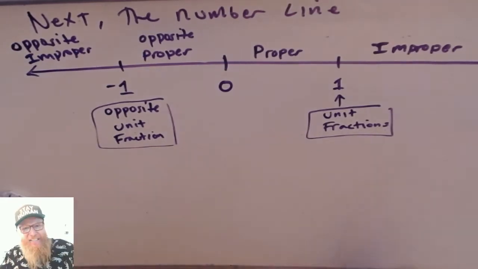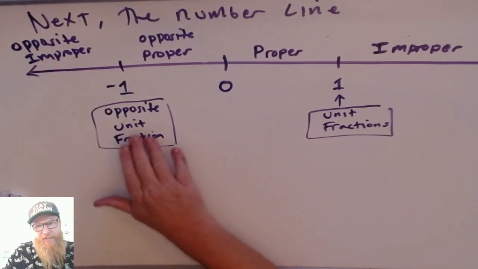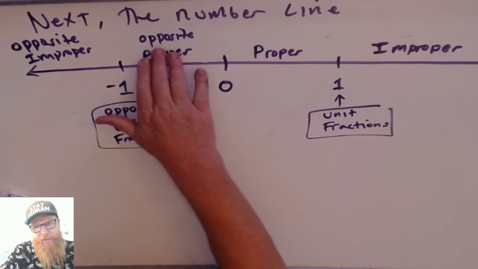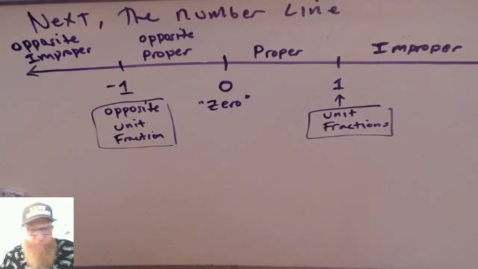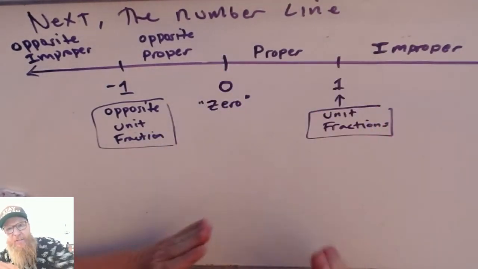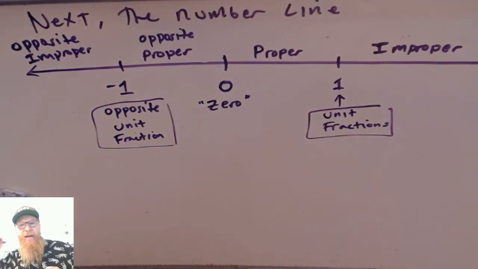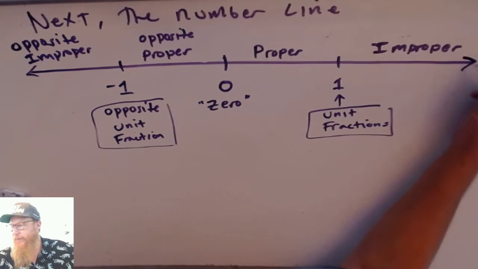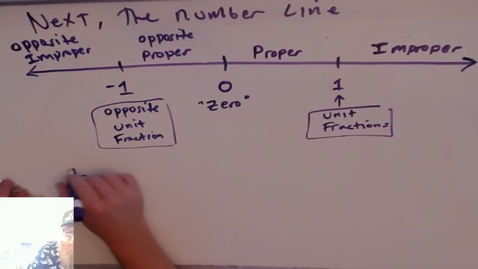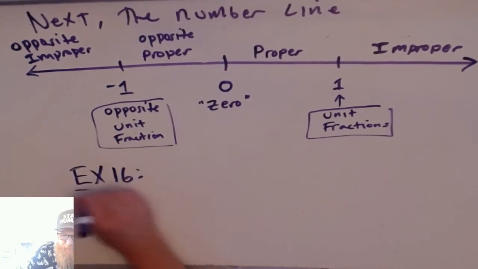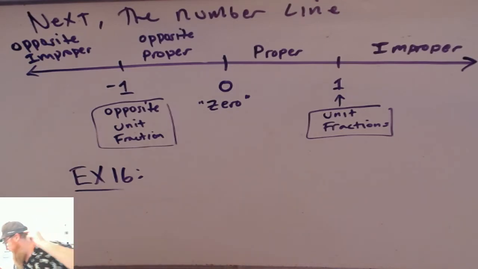So there are 6 different categories. You have opposite improper, opposite unit, opposite proper. You, of course, have 0. I don't know if that's even worth categorizing. Everybody knows what zero is. You have proper between zero and one, and then you have improper between one and infinity. And this goes off forever and ever. I'm sort of losing count. We're so far down the road now, but it doesn't really matter.